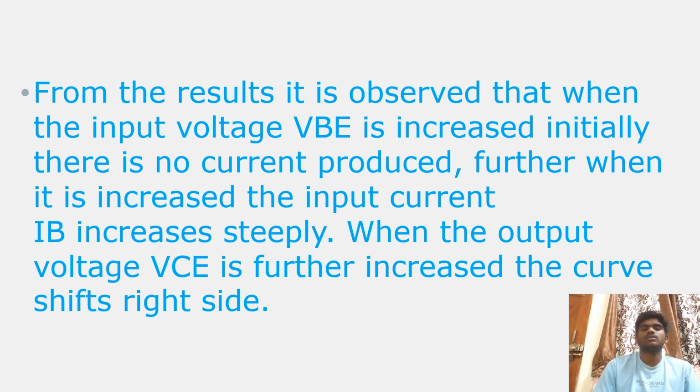From the results, it is observed that when the input voltage VBE is increased, initially there is no current produced. Further, when it is increased, the input current IB increases steadily. When the output voltage VCE is further increased, the curve shifts to the right side.